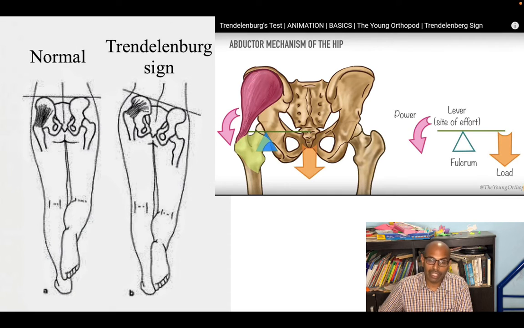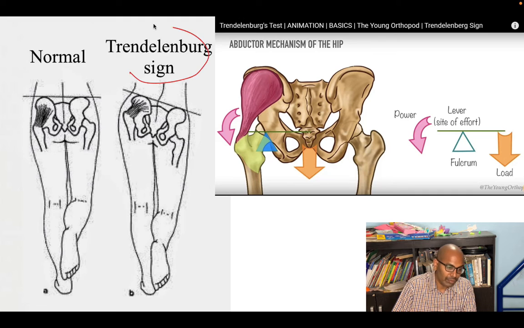And the last and very important test, very frequently asked, we will go through this in more detail in another video, but very briefly, is the Trendelenburg sign. Okay, so what is the Trendelenburg sign test? It tests the abductor mechanism of the hip. So what does the abductor mechanism have?